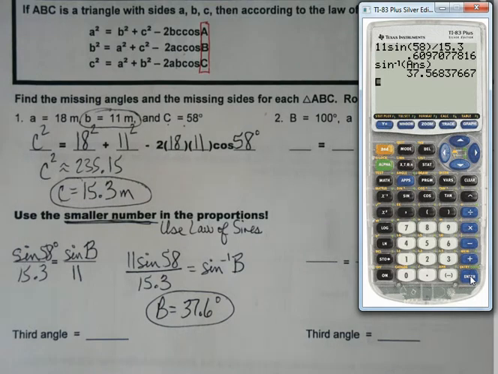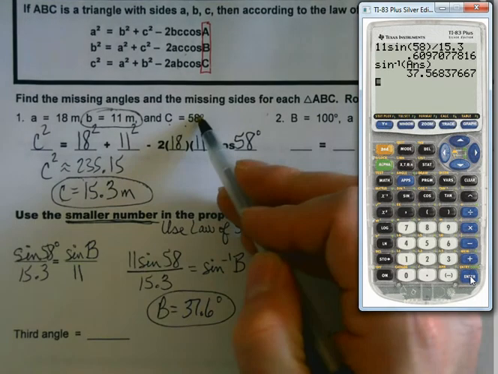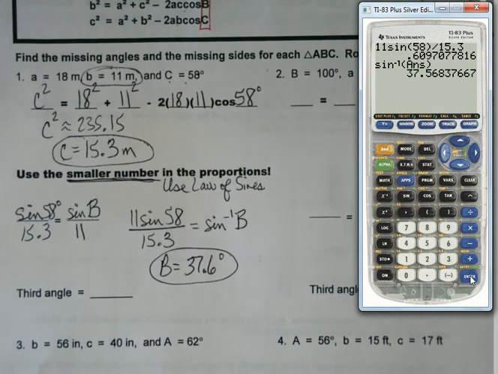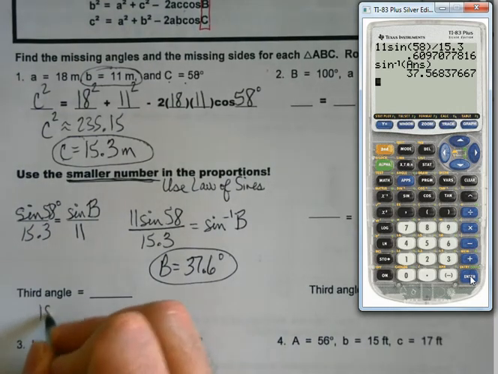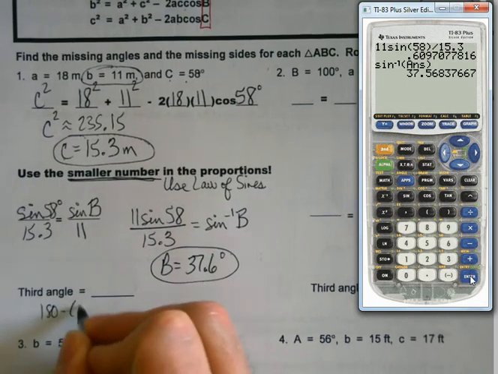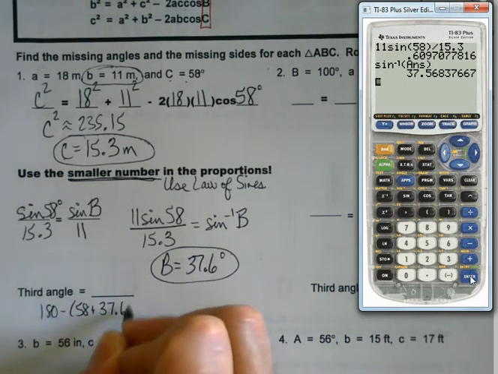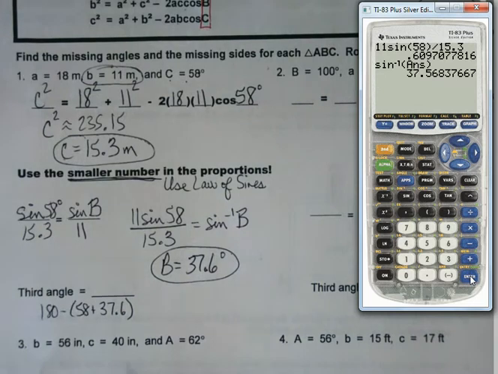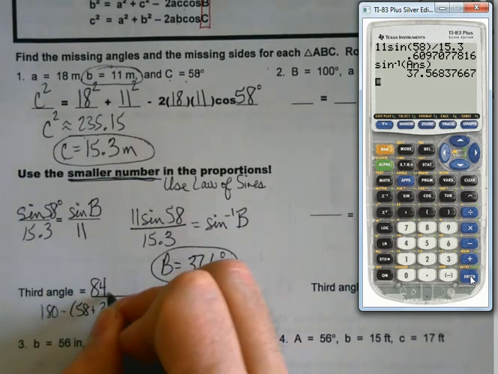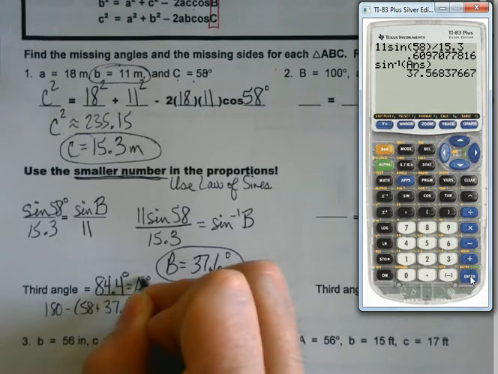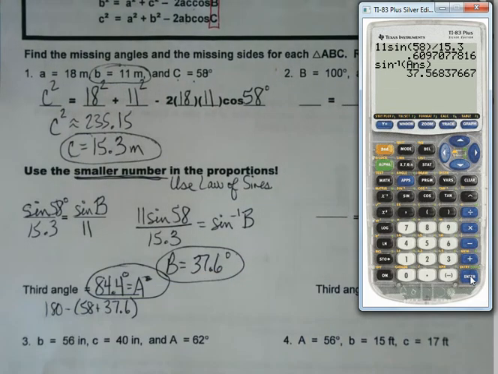And then once I have that, I've got angle C, I've got angle B. I can now easily get angle A by just subtracting the sum of my other two angles from 180. And I've got all three sides and all three angles.